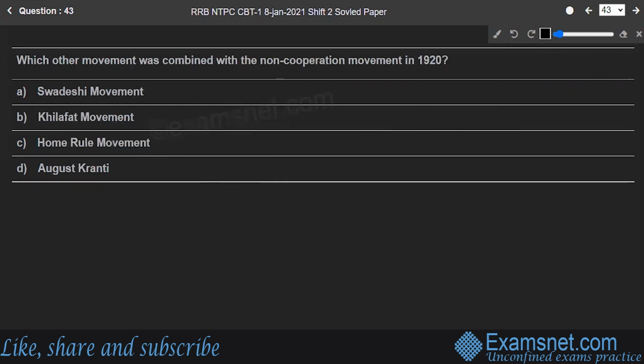Next is question number 43. Which other movement was combined with non-cooperation movement in 1920? Swadeshi, Khilafat, Home Rule movement, or August Kranti? It was Khilafat movement, option B. So another movement that was combined with non-cooperation movement in 1920 was Khilafat movement, which was launched by Muhammad Ali and Shaukat Ali.